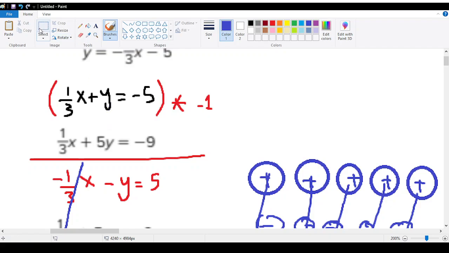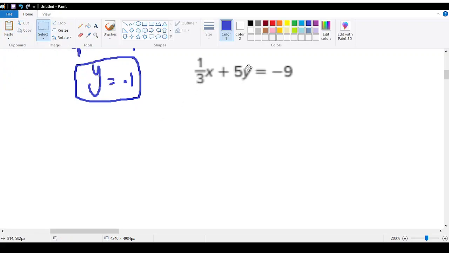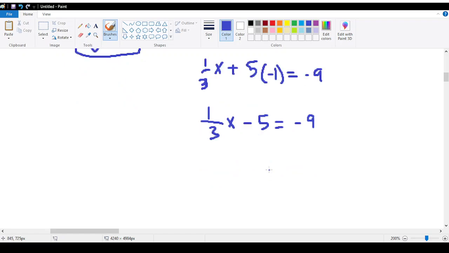Okay, let's go to the second equation. So this one, copy and here paste. Now we will substitute y with -1. 1/3x plus 5 multiplied by -1 equals -9. Good. Now, 5 times minus 1? Minus 5. So, what to do to solve it?